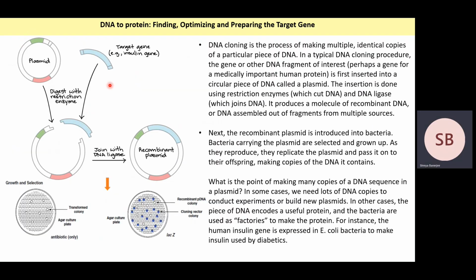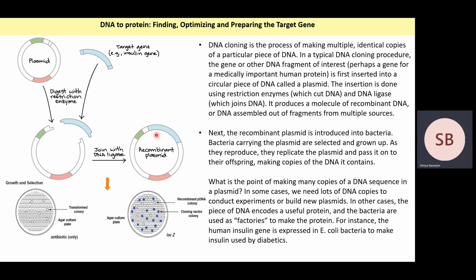Now we will briefly look into the concept of recombinant DNA. So DNA cloning is the process of making multiple identical copies of a particular piece of DNA. In a typical DNA cloning procedure, the gene or other DNA fragment of interest is first inserted into a circular piece of DNA called a plasmid. So this is basically a plasmid. It is digested with restriction enzyme. What that means is that a part of the plasmid is cut out and the target gene is inserted over there using DNA ligase. And this forms the recombinant plasmid.